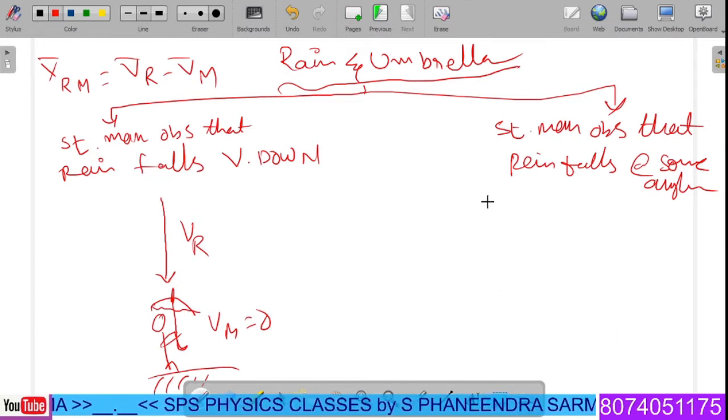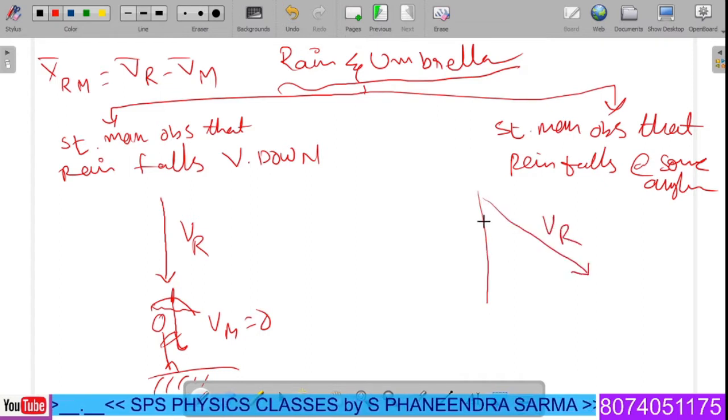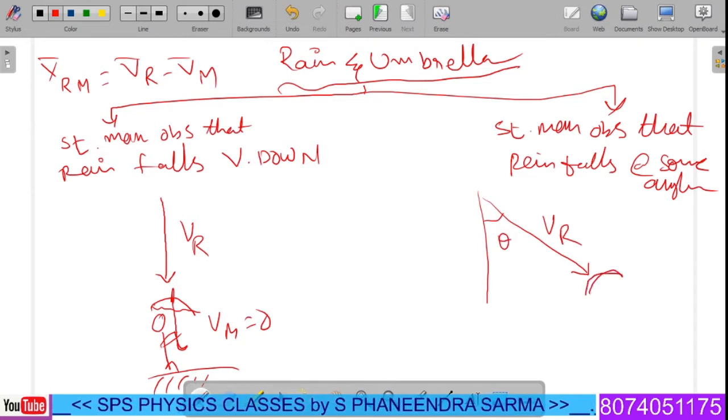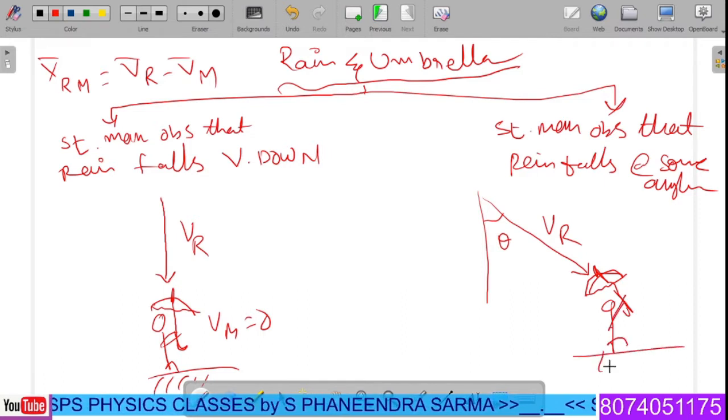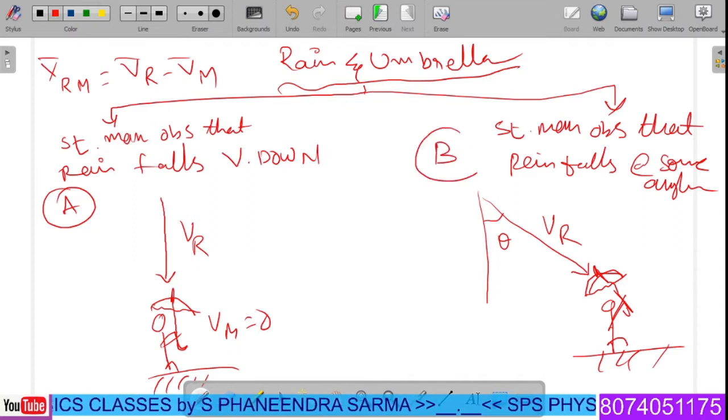Second case is that this is the vertical and rain falls at an angle. This is called VR, and it makes an angle theta like this. In this case, the umbrella should be held like this. This is the direction in which the umbrella needs to be held to protect from rain. And again, this is the stationary person. These two cases are stationary persons. Now let us see one by one. This is called case A and case B. In case A, again we have subcases. Case B also has some different subcases.